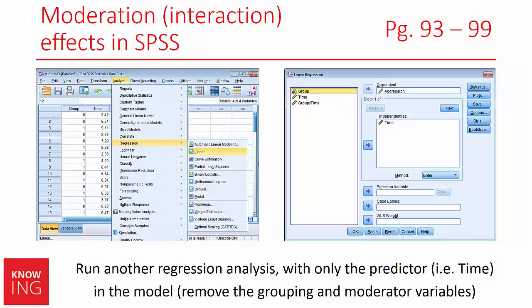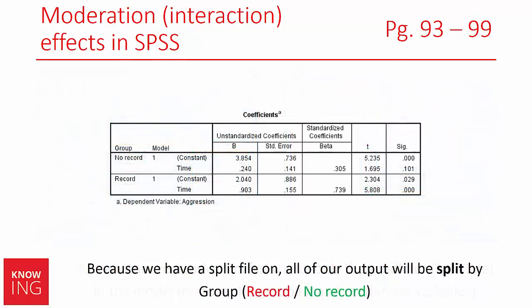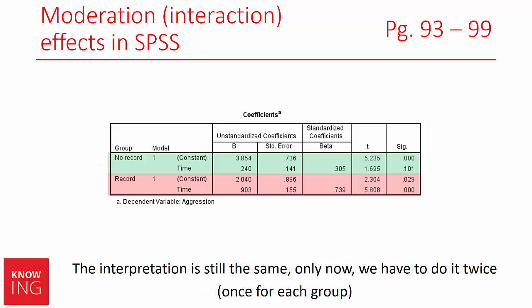The next thing we have to do is run another regression analysis, so Analyze, Regression, and Linear, but this time remove all the other predictors except for the main one, time itself. So make sure the grouping variable and the moderator aren't in your independent box. If you click OK, you get a whole bunch of output, but every single one of them will be split by our two groups, record and no record, as you can see here. Now the interpretation is still the same, just now we have to do it twice, one for the no record group and one for the record group.